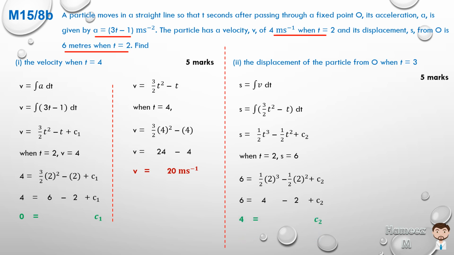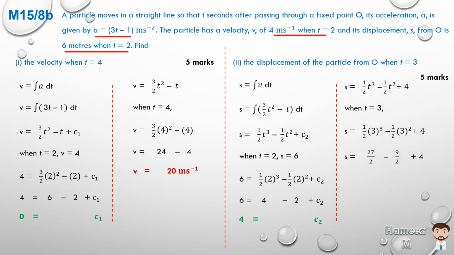As such, the equation of the displacement of the particle s from O is equal to a half t cubed minus a half t squared plus 4. And we can solve now for s when t is equal to 3. So let's substitute. s is equal to a half by 3 cubed minus a half by 3 squared plus 4. 3 cubed is 27, so that will give us 27 over 2 minus 9 over 2 plus 4. 27 minus 9 is 18 over 2, which is 9. 9 plus 4 is 13. So it tells us that the displacement of the particle from O when the time is 3 seconds is 13 meters.